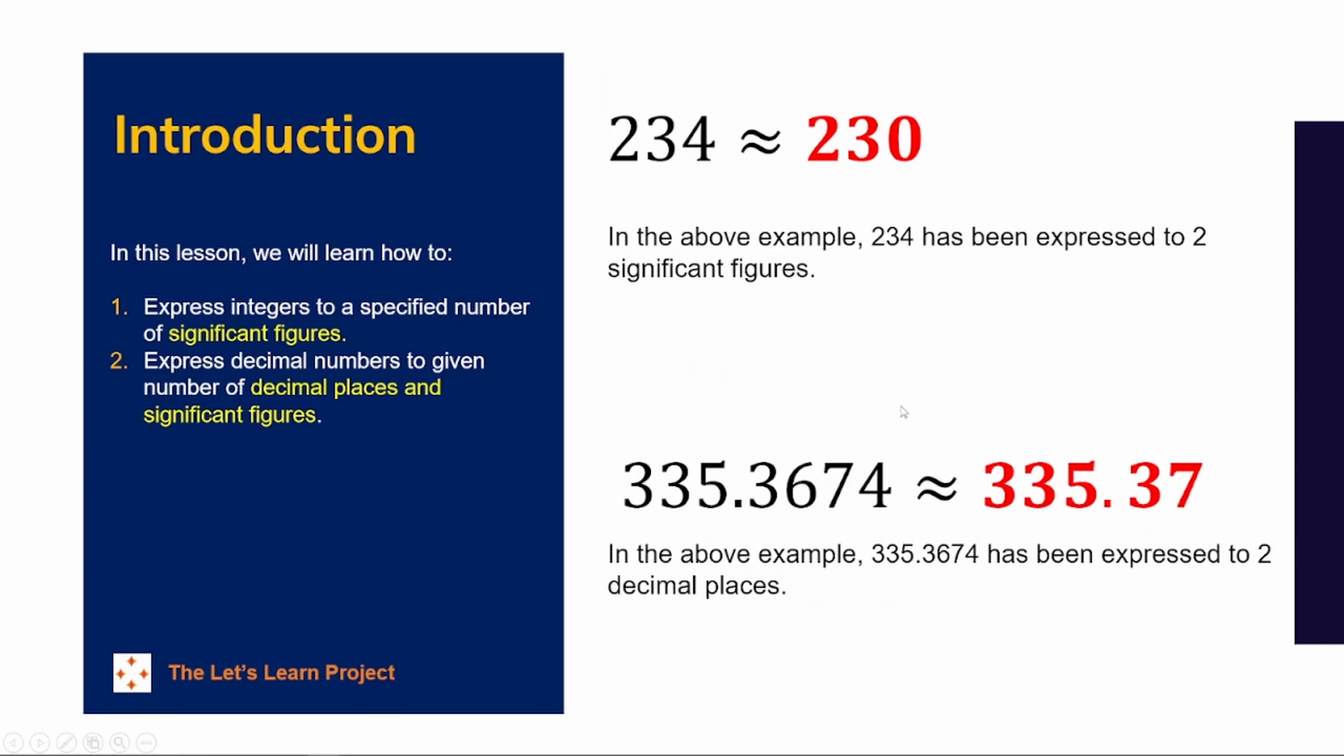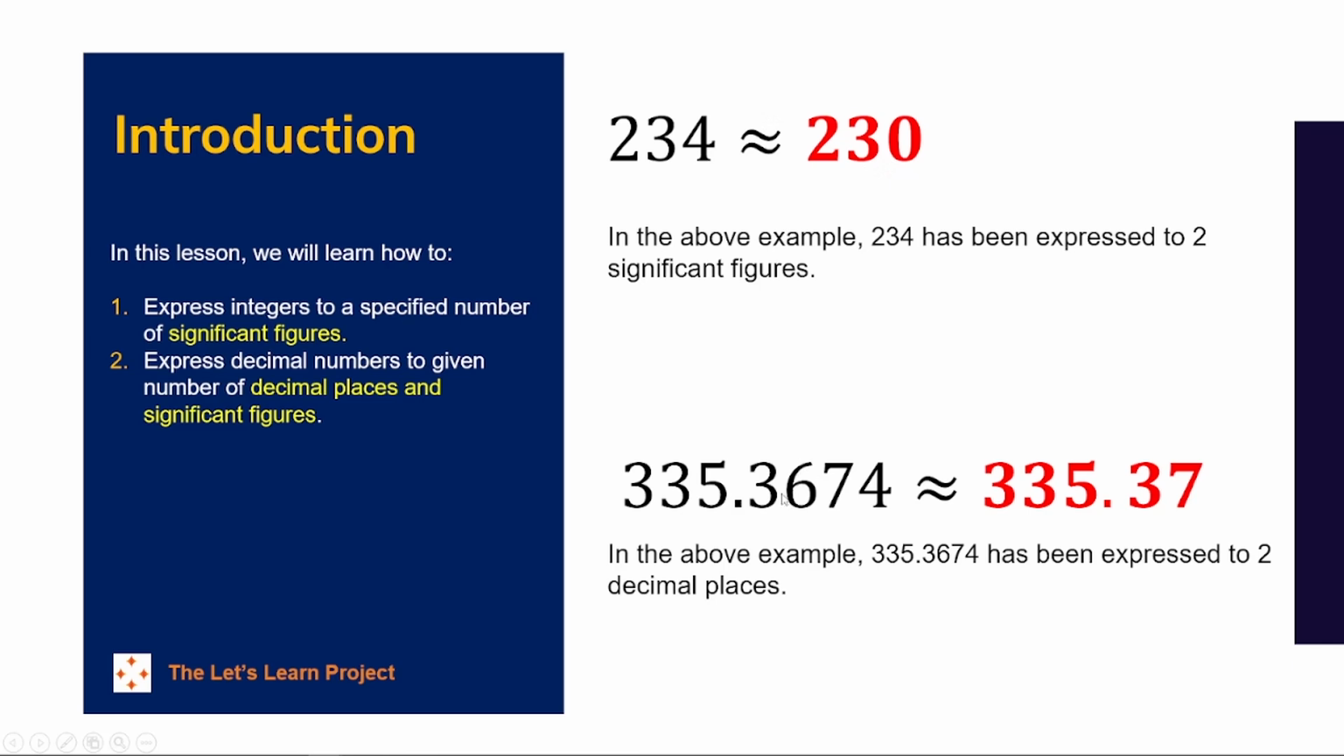So these are examples of expressing numbers to a given significant figure. So for instance, 234 can be written approximately as 230. That is, we have written it to two significant figures to mean that we have rounded 234 to two significant figures. The symbol that you see between the two numbers is called approximately. So you say 234 is approximately 230.